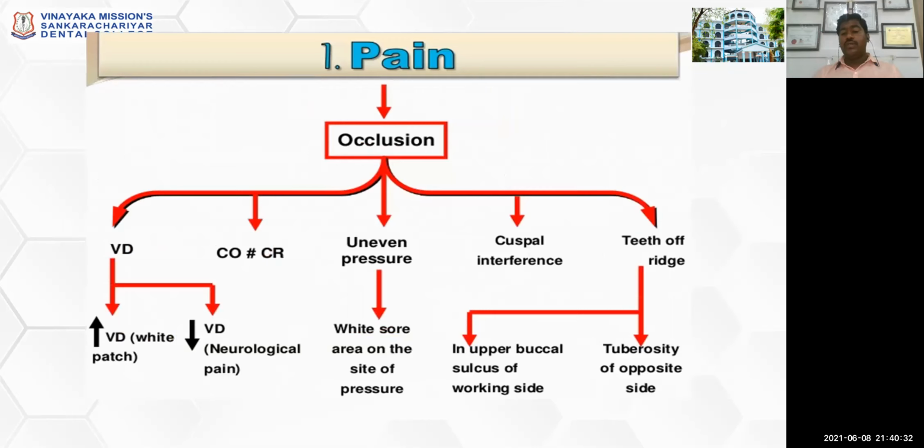Sometimes pain is due to the occlusion, which I explained to you very clearly. Vertical dimension, centric occlusion, centric relation, all these should coincide. If you have an increased vertical dimension, you will have angular cheilitis, which is at the corner of the mouth. If you have a decreased vertical dimension, you will not be able to masticate properly, and it will cause neurological pain. Teeth off the ridge, most commonly we face it in the upper buccal sulcus on the working side, and the tuberosity of the opposite side.